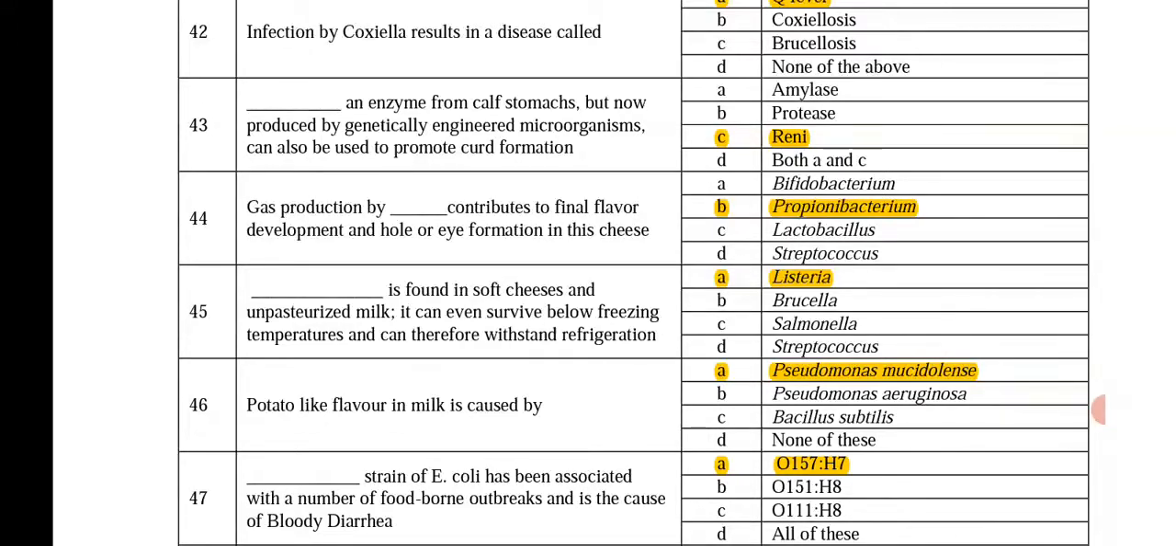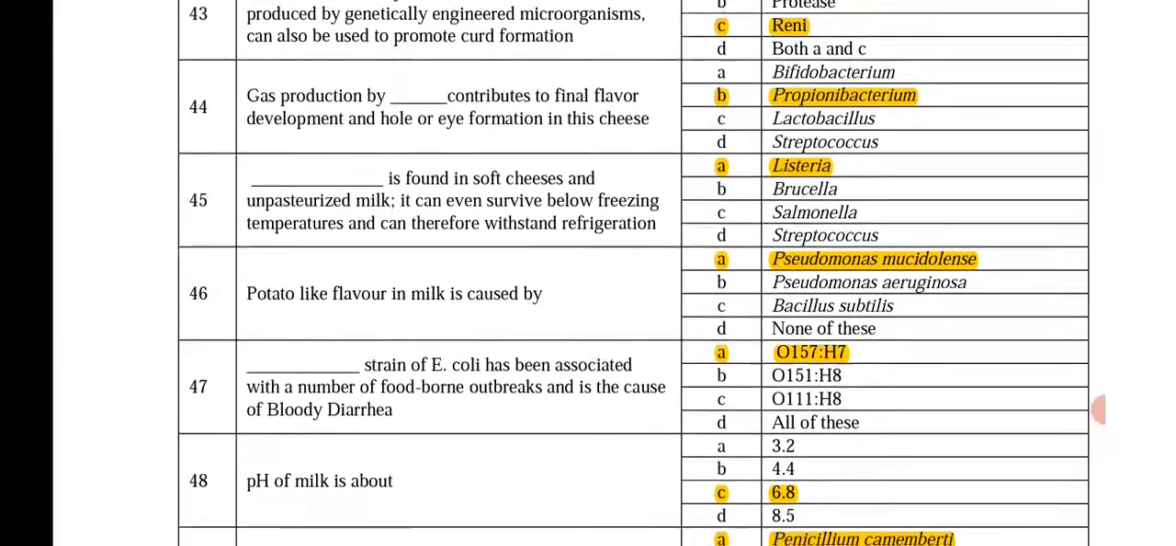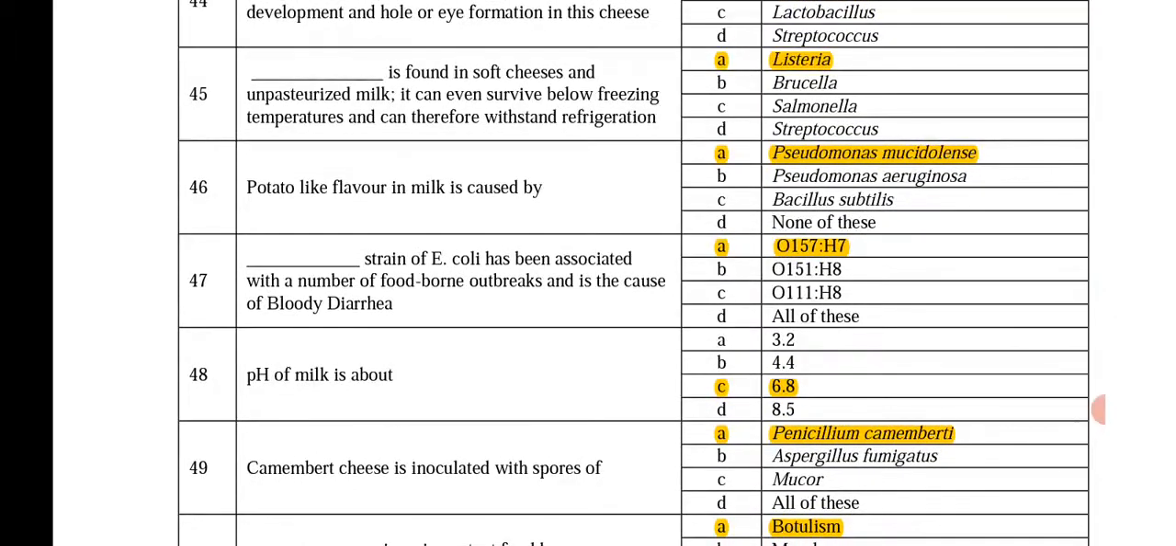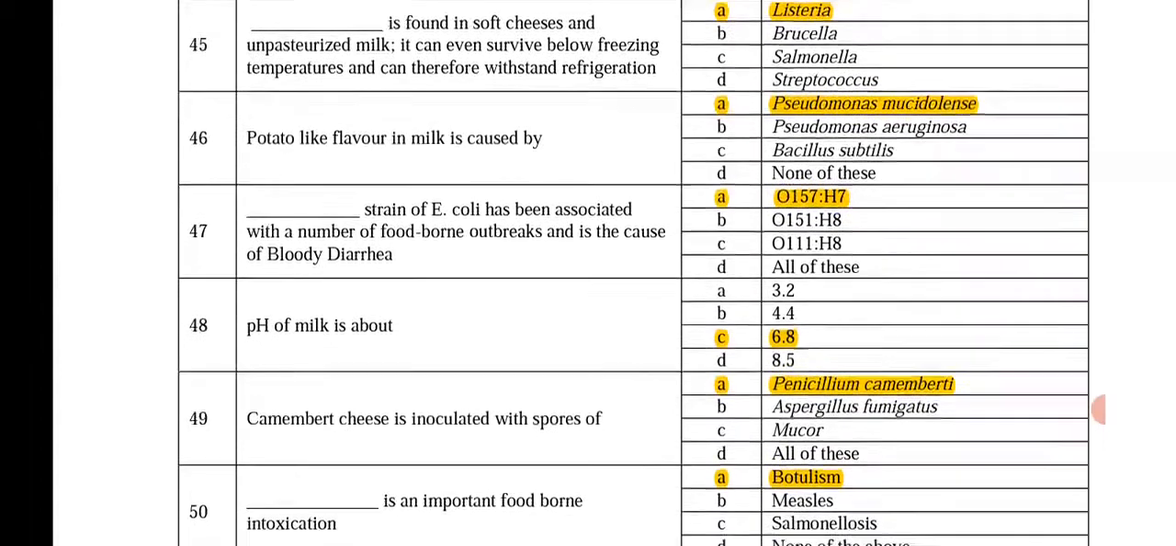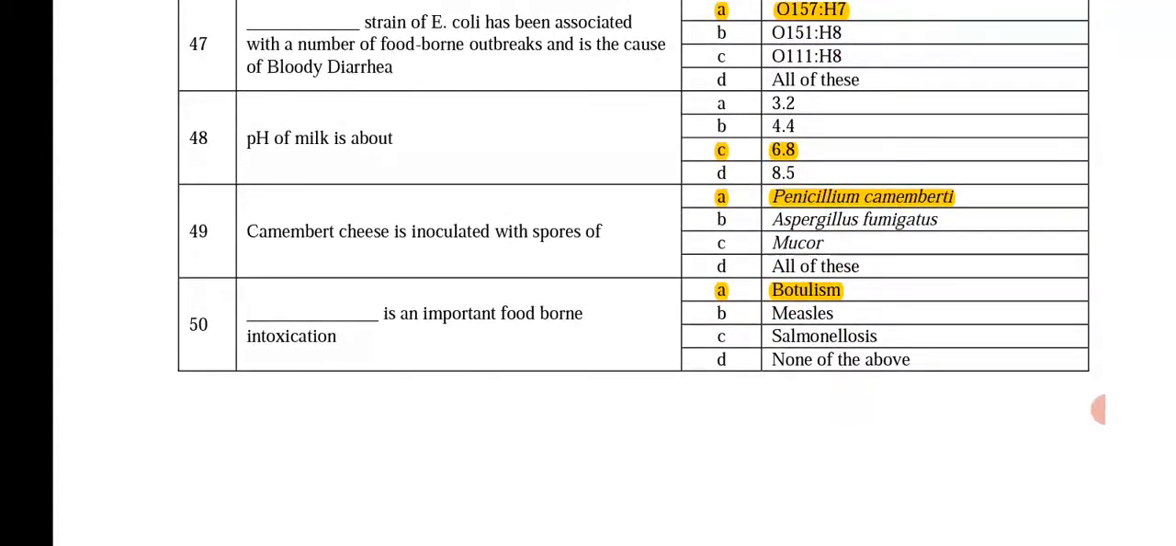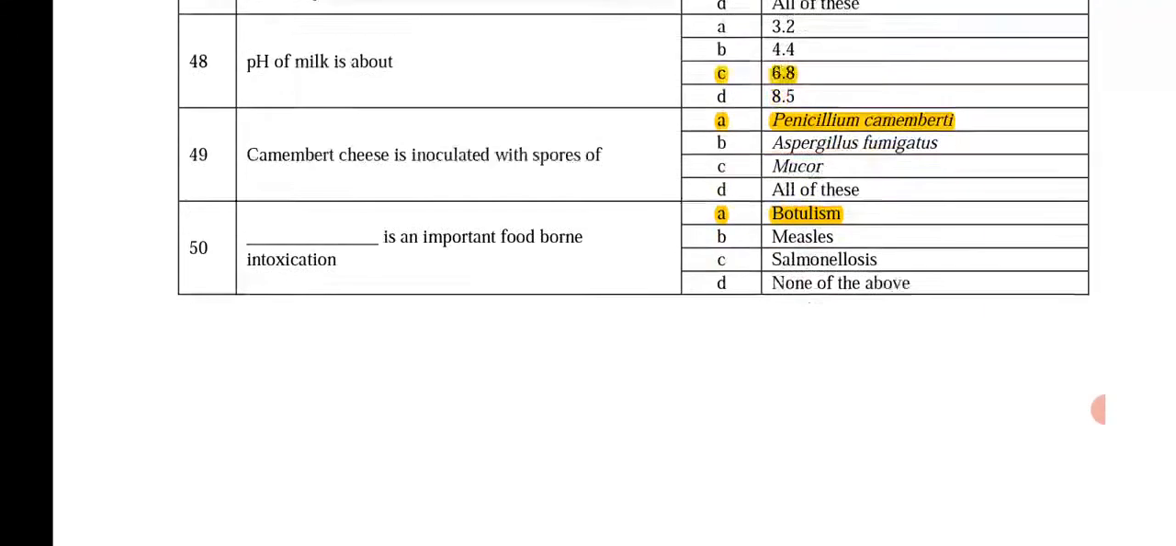Potato-like flavor in milk is caused by Pseudomonas mucidolens. The O157:H7 strain of E. coli has been associated with a number of foodborne outbreaks and is the cause of bloody diarrhea. The pH of milk is 6.8. Camembert cheese is inoculated with spores of Penicillium camemberti. Botulism is an important foodborne intoxication.